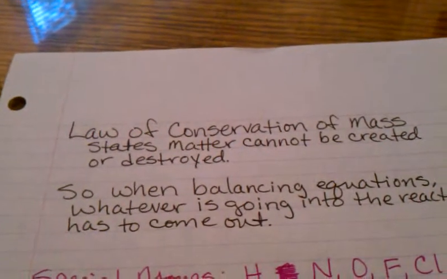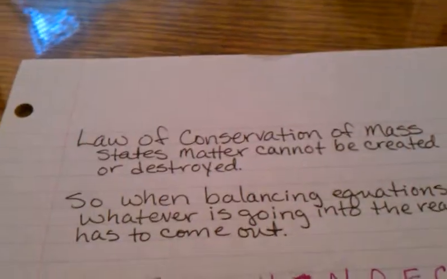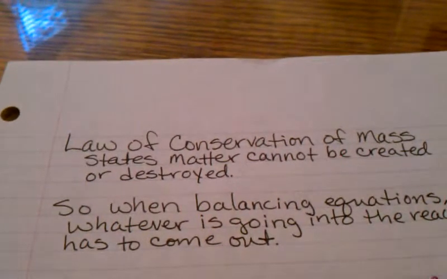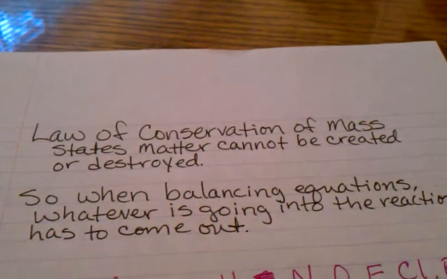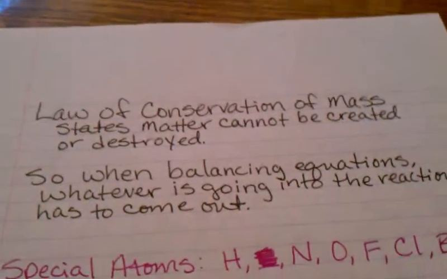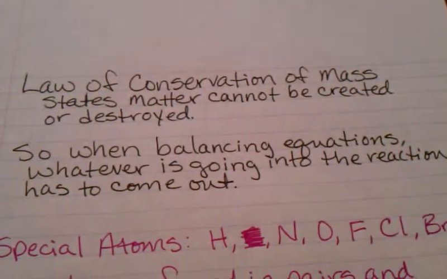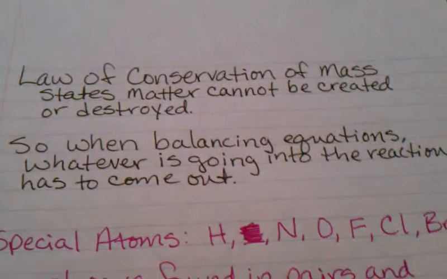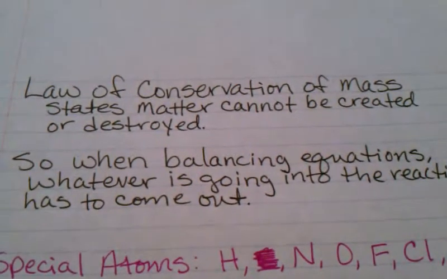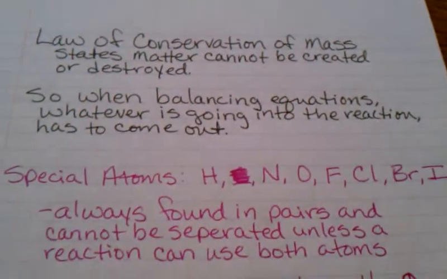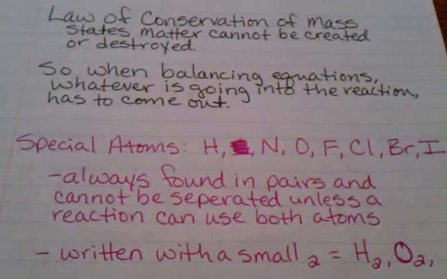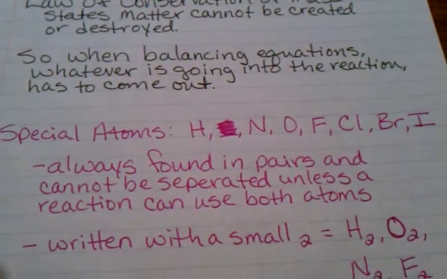And so basically, the law of conservation of mass, I feel, is one of the few things that scientists have gotten right. And it states that matter cannot be created or destroyed. We cannot create matter. We can't destroy matter. Okay? So when we balance an equation, we have to remember that whatever goes into a reaction has to come out of a reaction.